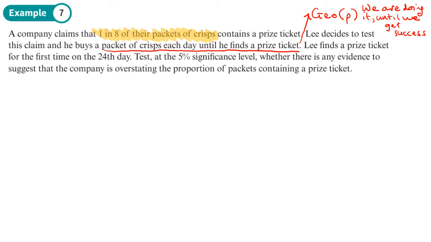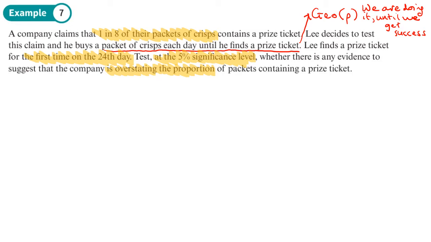Lee finds a prize ticket for the first time on the 24th day. Test at the 5% significance level whether there is any evidence to suggest the company is overstating the proportion of packets of crisps containing a prize.